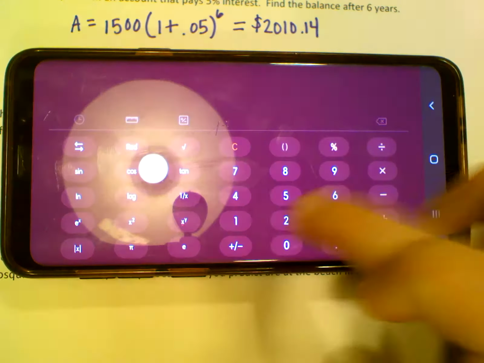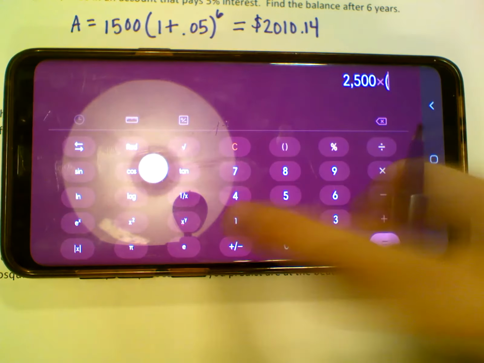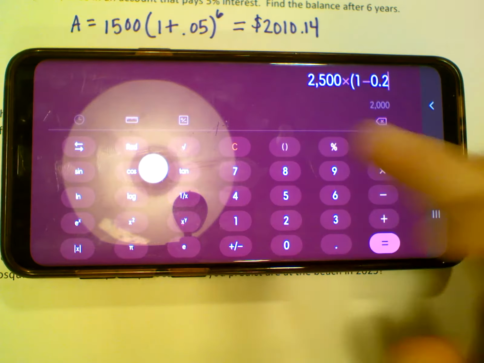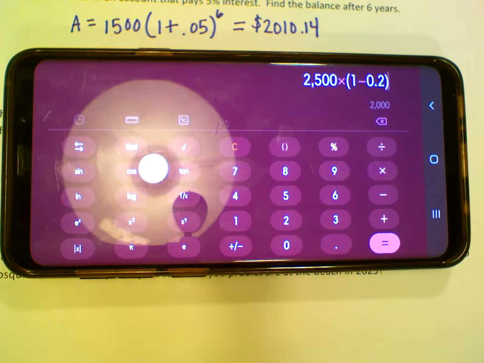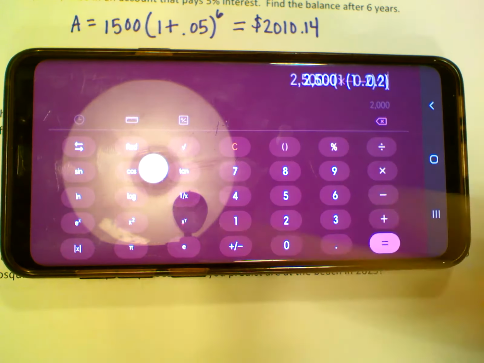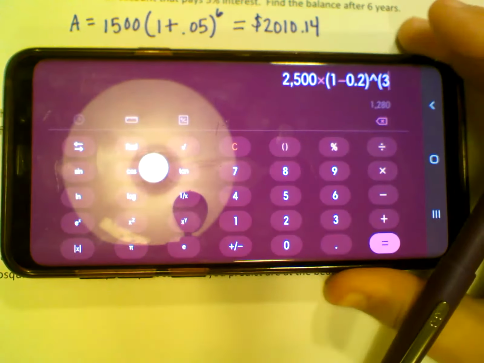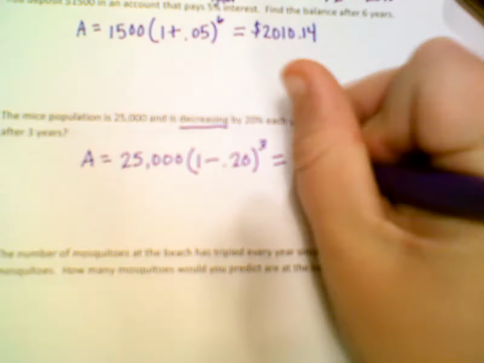Should I clear that out? 25,000, 1 minus 0.2, which if you already know that that's 0.8, you just want to put in 0.8, that's fine as well, to the power of 3. 1,280.